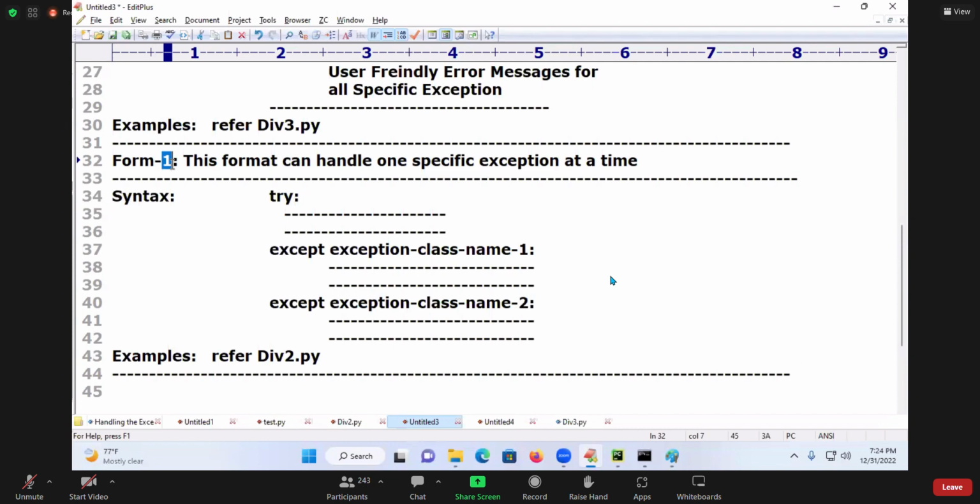Syntax number 2. Syntax number 4 I am going for. 3 I will go for it. The reply came, I will go for 3. The first one I will copy for easiness. So, I'll take this one.